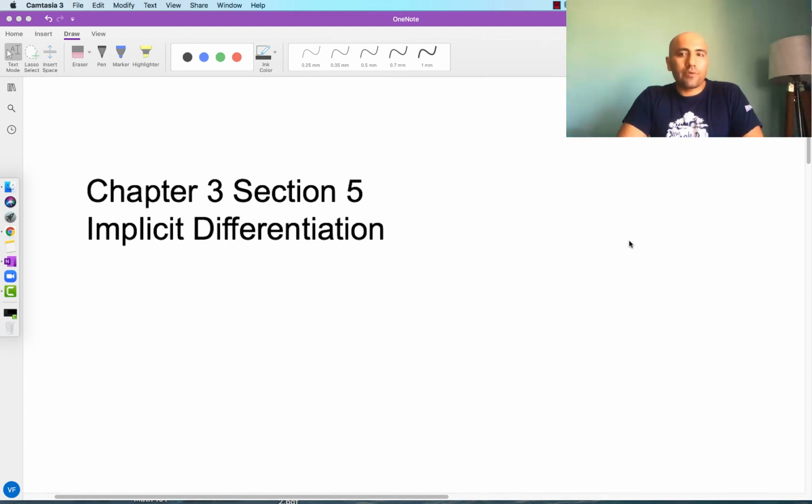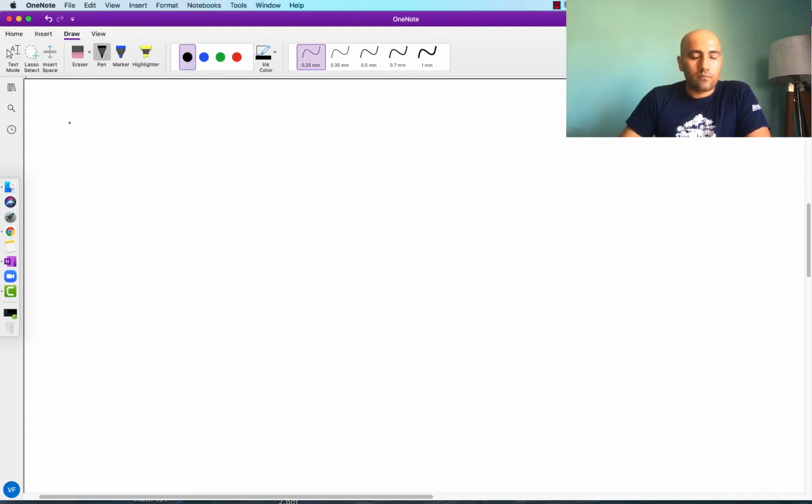Okay, Chapter 3, Section 5, Implicit Differentiation. In this section, we're going to learn a new technique for taking derivatives. Let's start with the following example. Given 2x cubed minus y plus 3x equals 7, find y prime.